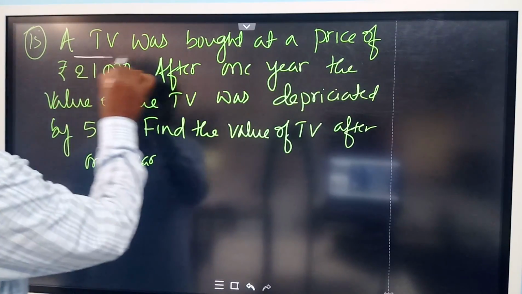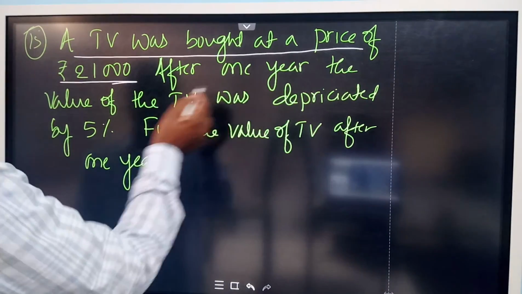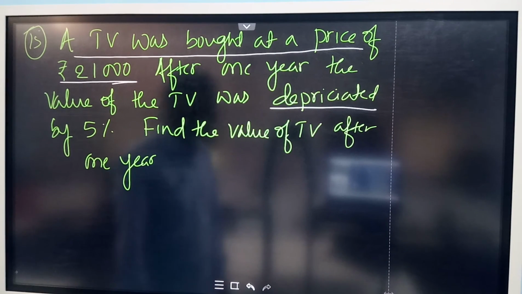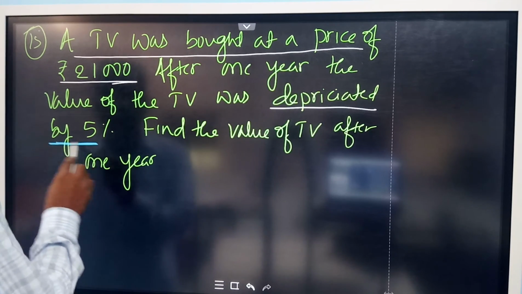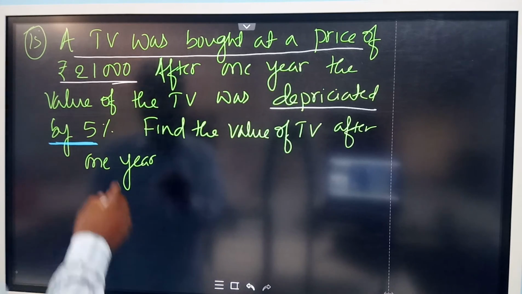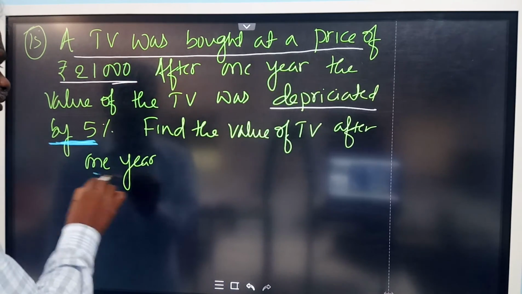A TV was bought at a price of rupees 21,000. After 1 year, the value of the TV was depreciated. Depreciated means what? Sir, reduced. Reduced the price because of age or it is damaged. Okay, it is reduced. The value is getting reduced every year. As the time increases, the value decreases. Therefore, it is depreciation. Find the value of TV after 1 year.